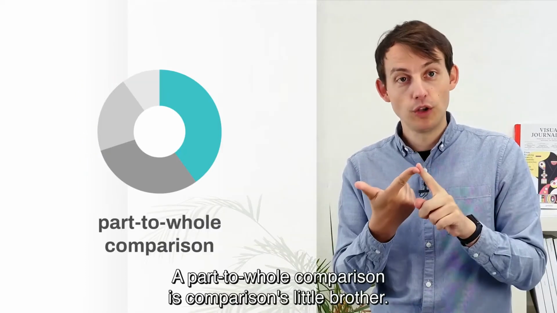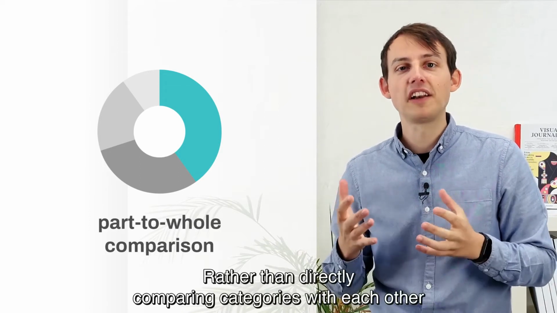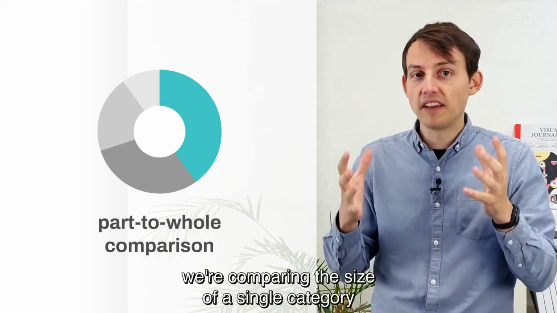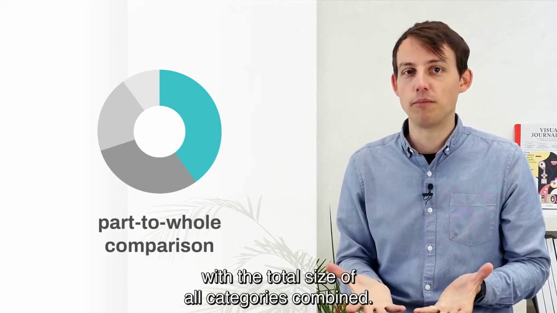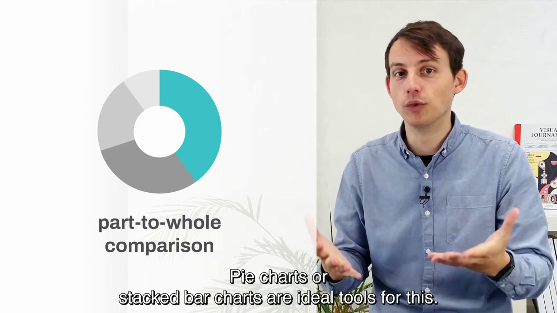A part-to-whole comparison is comparison's little brother. Rather than directly comparing categories with each other, we're comparing the size of a single category with the total size of all categories combined. Pie charts or stacked bar charts are ideal tools for this.